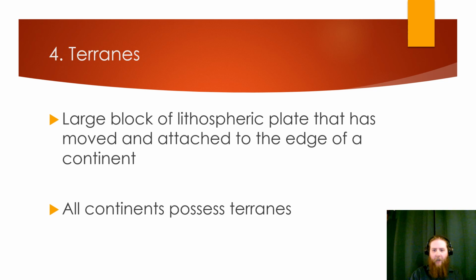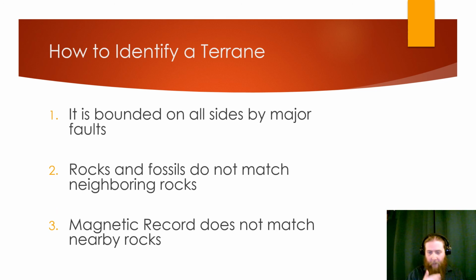And the fourth is terranes. Terranes are large chunks of lithospheric plate that have moved and attached to the edge of a continent. And to be a continent, you have to possess some terranes. And how do I determine a terrane? Well, to identify a terrane, it has to have these three things. It has to be bounded on all sides by major faults. Basically, it has to be an island.